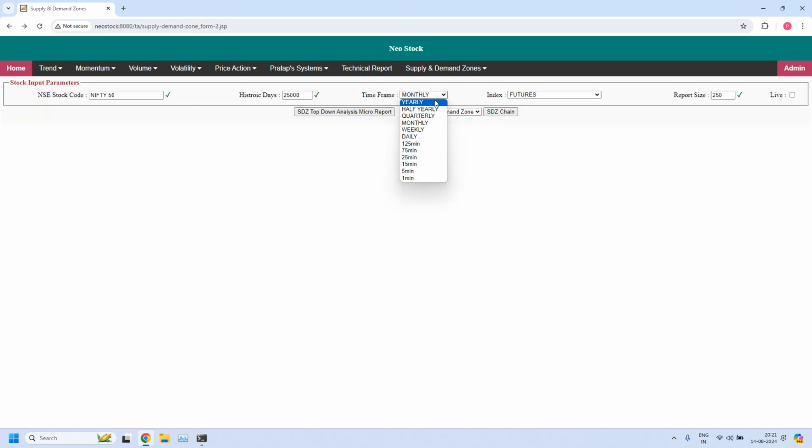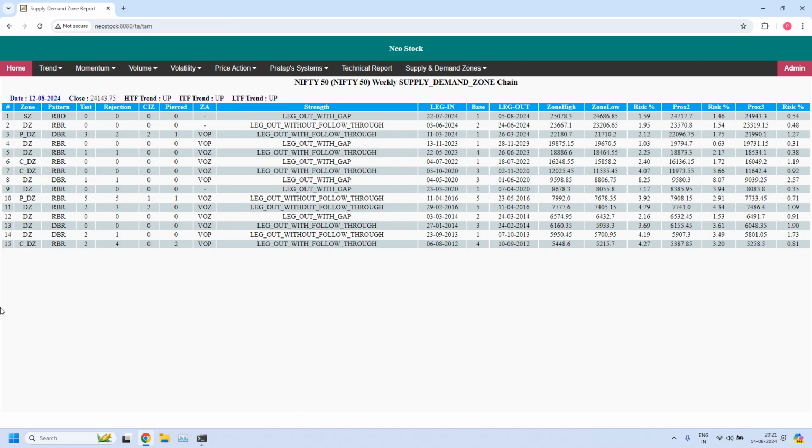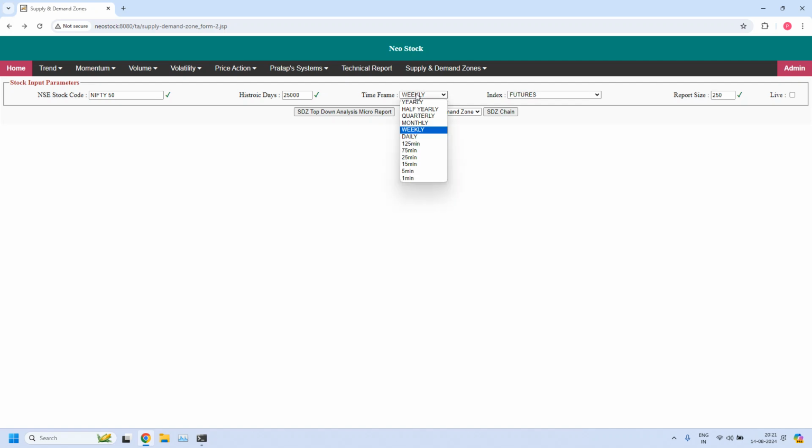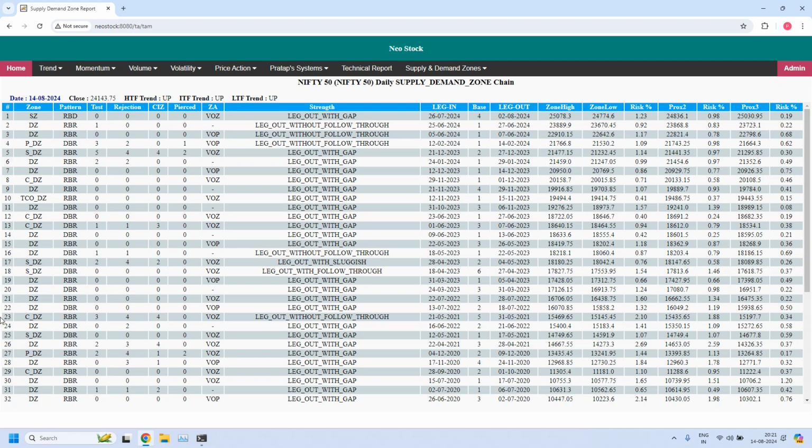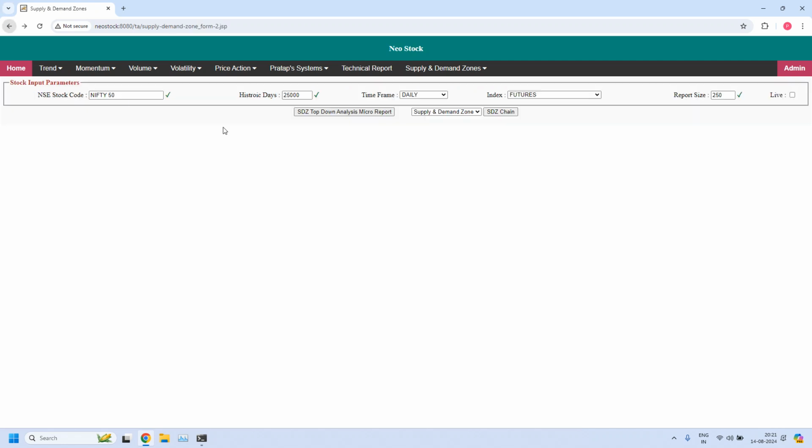So changing the time frame to weekly. Now I am generating weekly supply demand zone chain for Nifty. So this is the weekly supply demand zone chain. And the next time frame is daily. Now I am generating daily supply demand zone chain for Nifty. And the next time frame is 125 minutes. I am generating 125 minutes supply demand zone chain for Nifty.